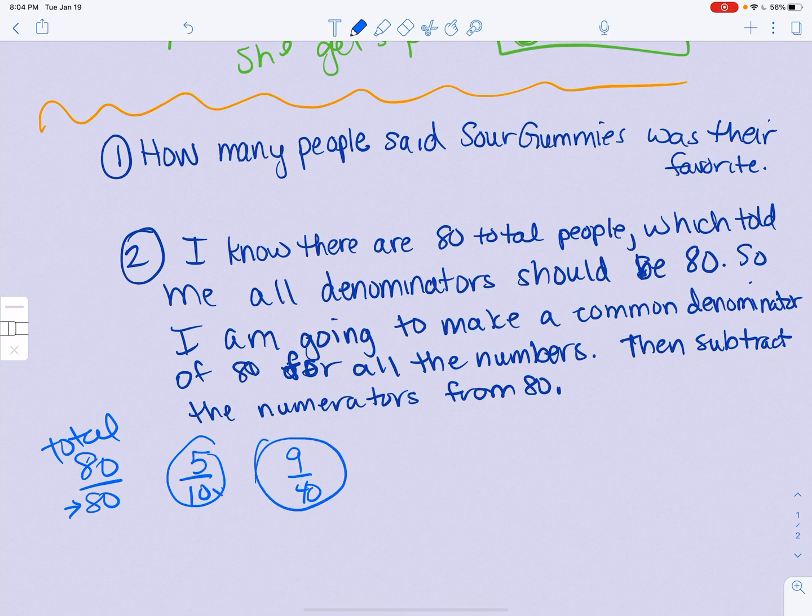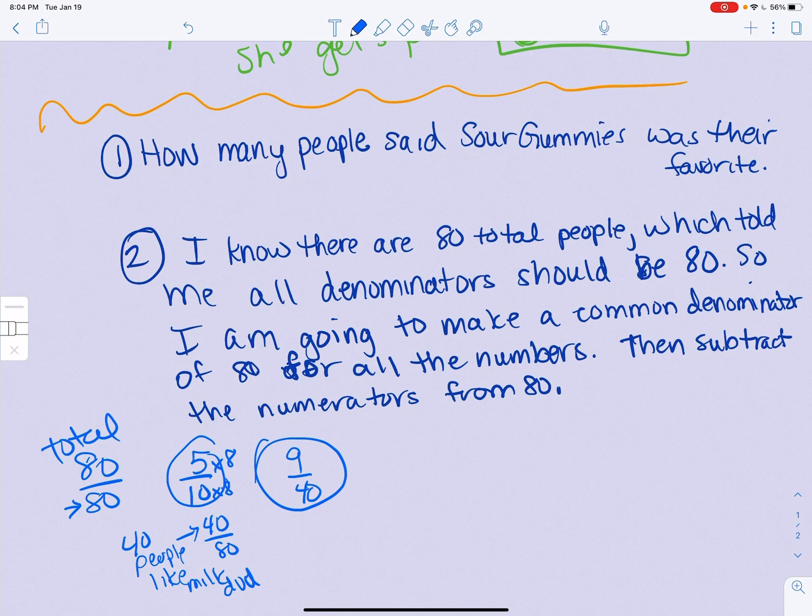So I'm going to multiply this one by 8 to figure out how many people liked Milk Duds. So this is 40 out of 80. This tells me 40 people liked Milk Duds. We've been working on that. So I know that the whole number of people surveyed was 80. Out of 80, 40 people, because 5/10 is 1/2. Half of them liked Milk Duds.